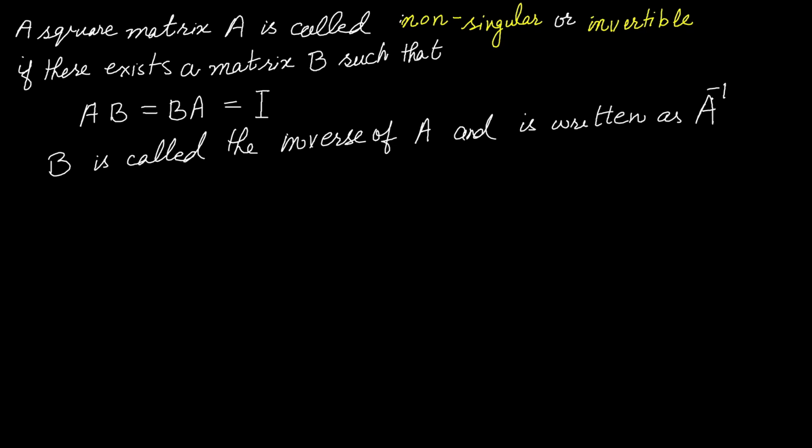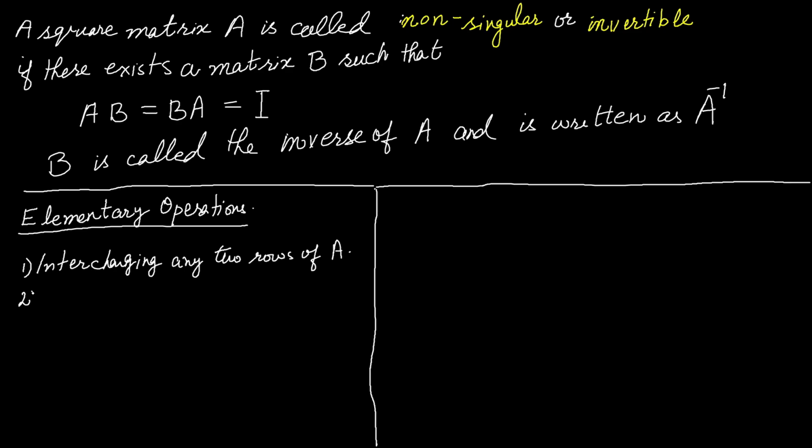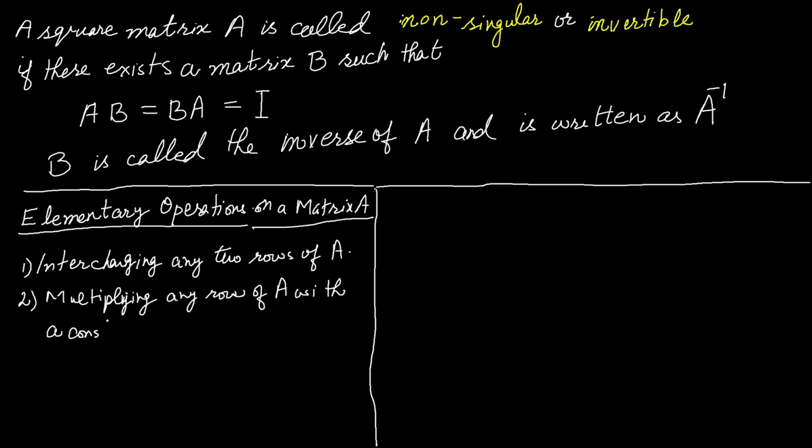So far, we have just discussed what an inverse is, but we have not yet outlined any method to find the inverse of an invertible matrix A. Let us define elementary operations on a matrix. These operations are used to find the inverse of a non-singular matrix. There are three types of elementary operations on a matrix. First, interchanging any two rows of a matrix. Second, multiplying any row of a matrix with a constant. Third, adding a constant multiple of a row to another row of a matrix.